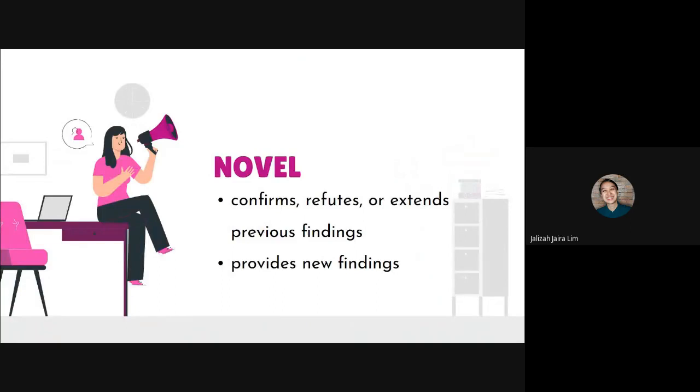Up next, we have N. So the N in FINER means novel. When we say novel, you want to provide new findings. Or if you can't generate anything new, you can also confirm, refute, or extend the previous findings of other people. So it's not necessarily generating a new idea altogether, but you may also improve the previous findings.